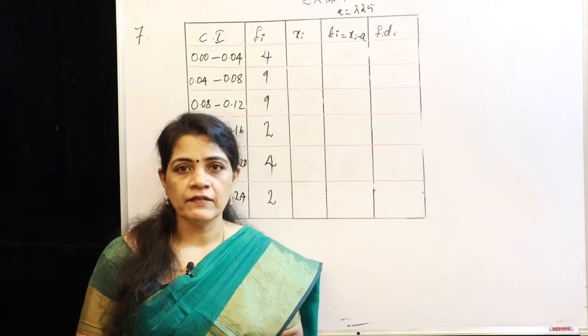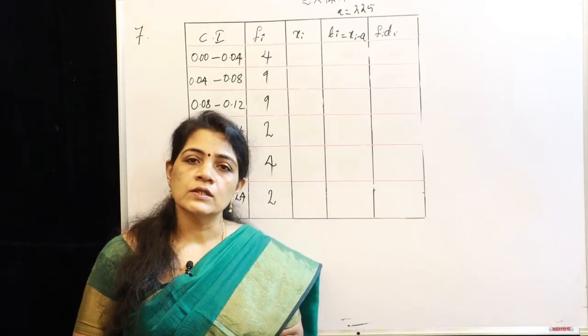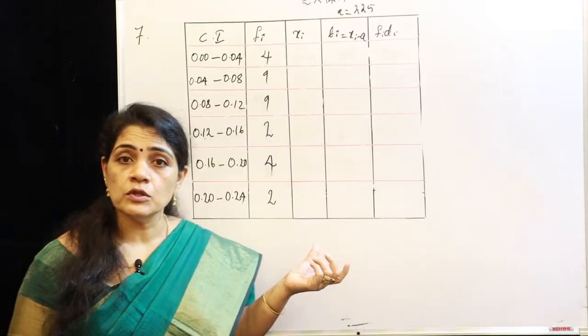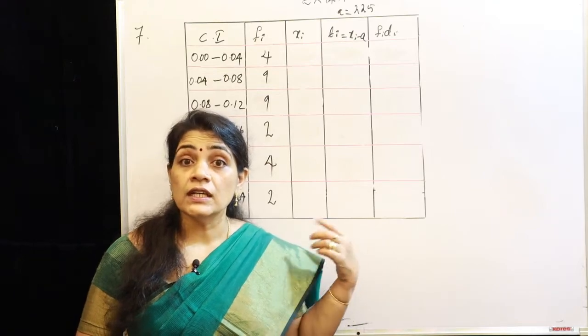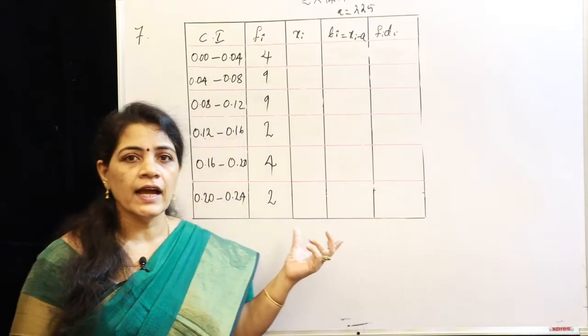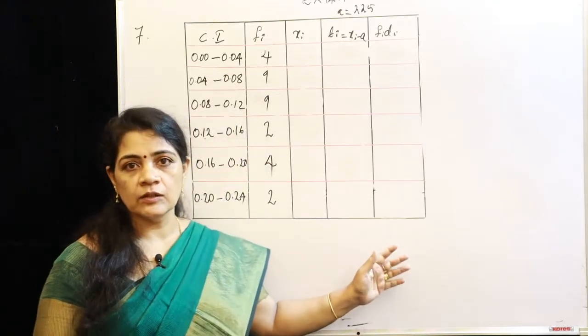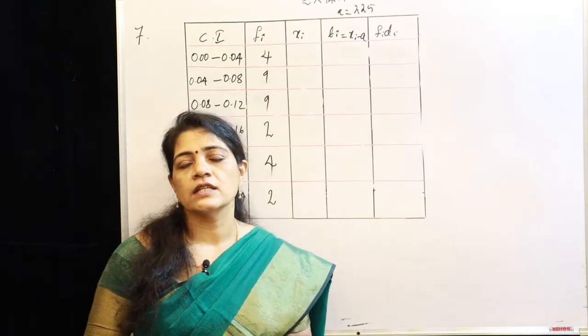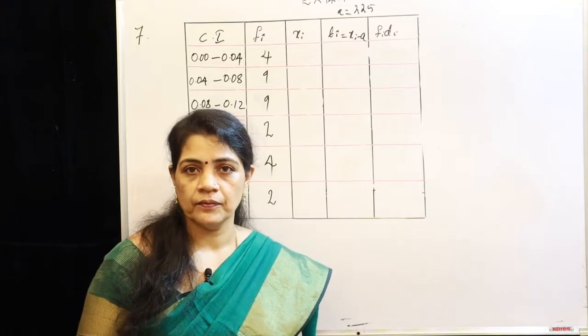We are solving the 7th problem now. Okay, so in this question, the concentration of SO2 in the air for 30 localities was collected and it is given in this table. We have to find out the mean concentration of SO2 in the air.